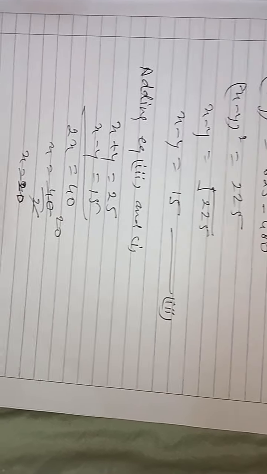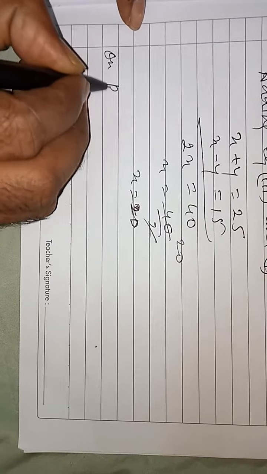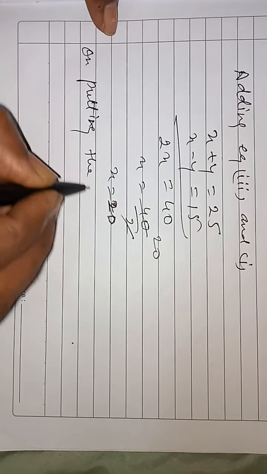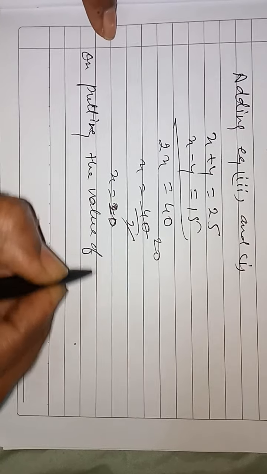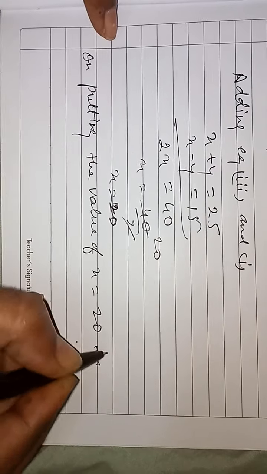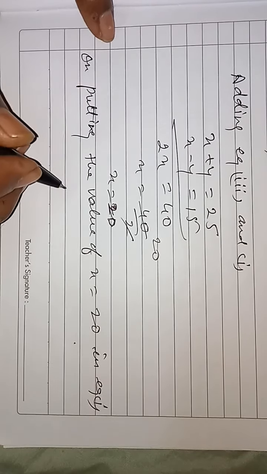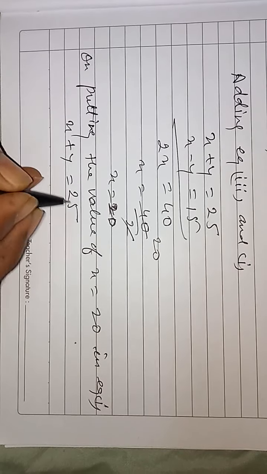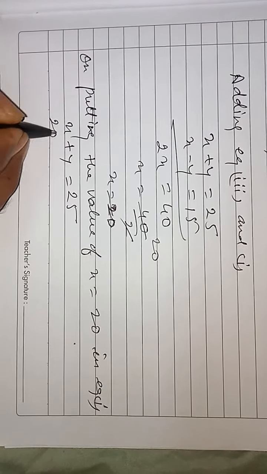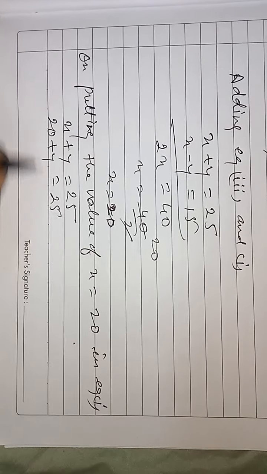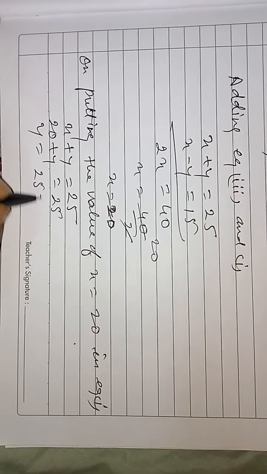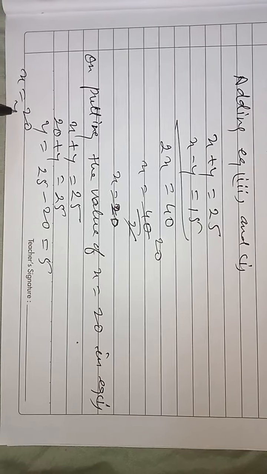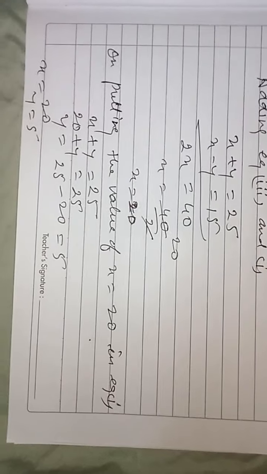Now putting the value of x = 20 in equation first. Equation first is x + y = 25. At the place of x we write 20: 20 + y = 25. So y = 25 - 20 = 5. So x = 20 and y = 5. This is the solution of this question.